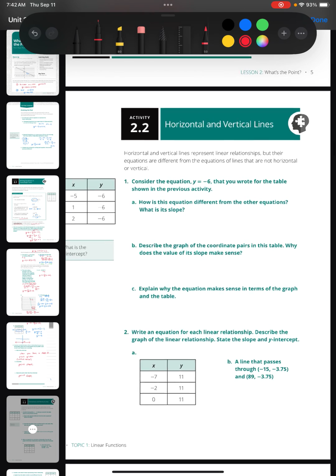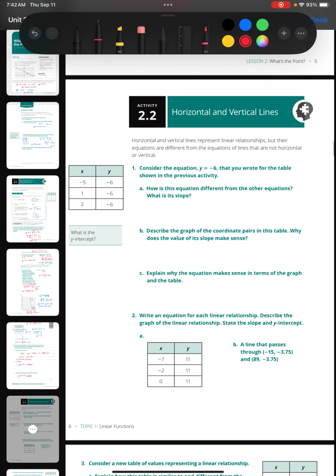All right, so I told you just a minute ago we were going to get to horizontal and vertical lines. That's what we're looking at now. So first, consider that equation from our last page that we were just looking at, y equals negative 6, that we wrote from that table. How is the equation different from the other equations?